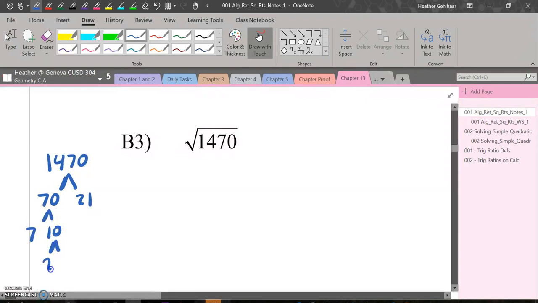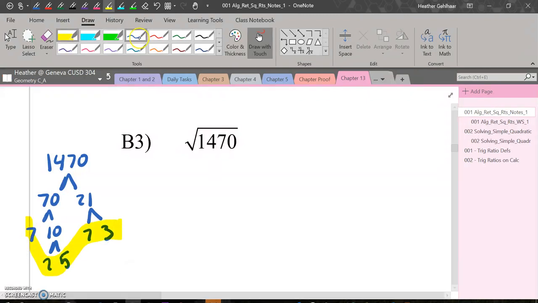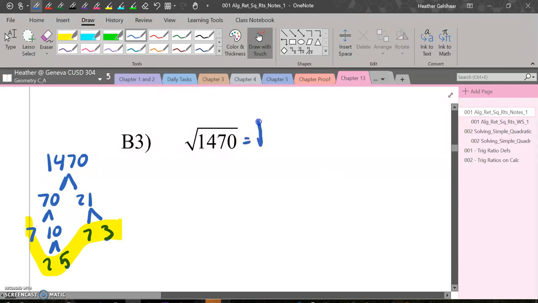Okay, so I'm just filling out this factor tree here. And then 21, we can get that by doing 7 times 3. Perfect. So then here are our prime factors. I'm going to do the same thing again. Here's my big square root from least to greatest. We have a 2 times a 3 times 5 times 7 times 7.